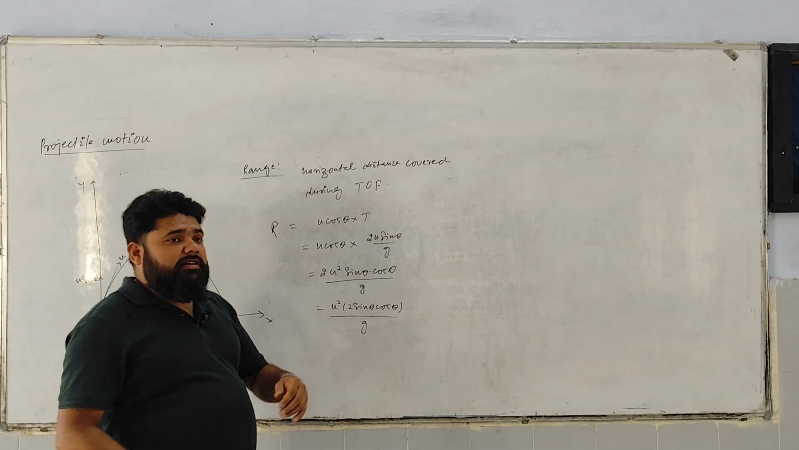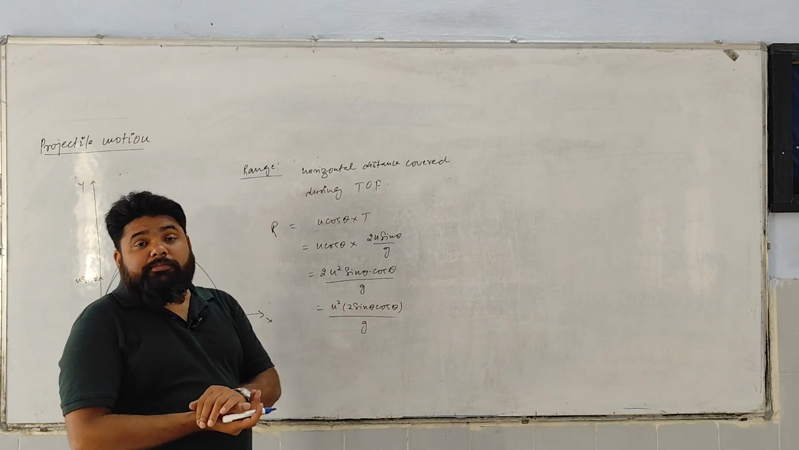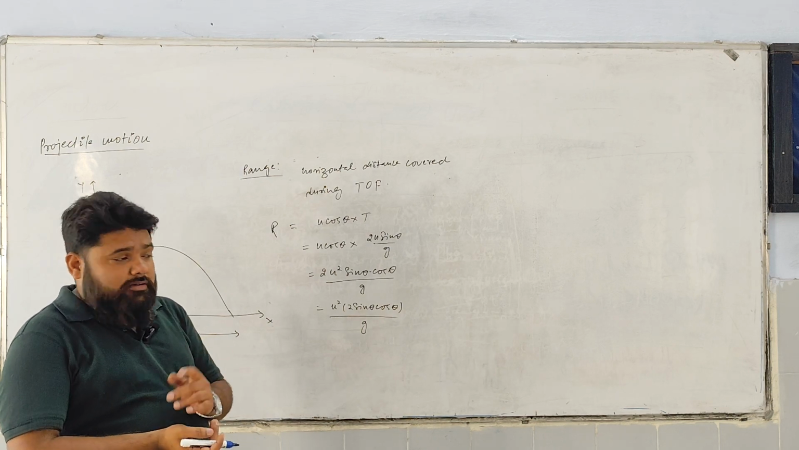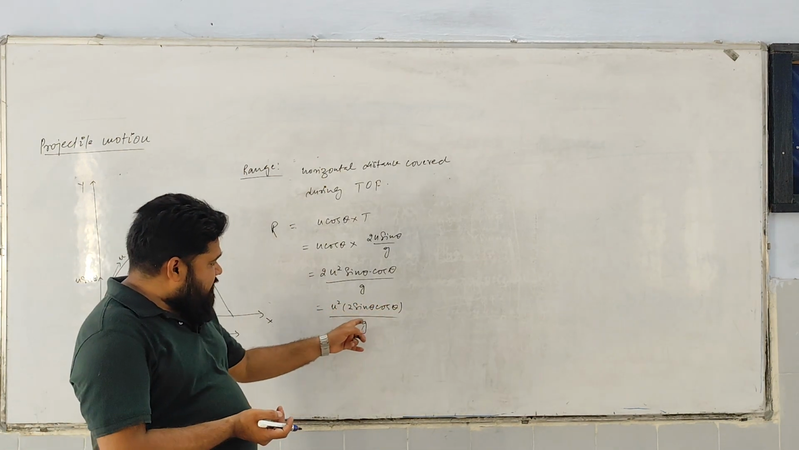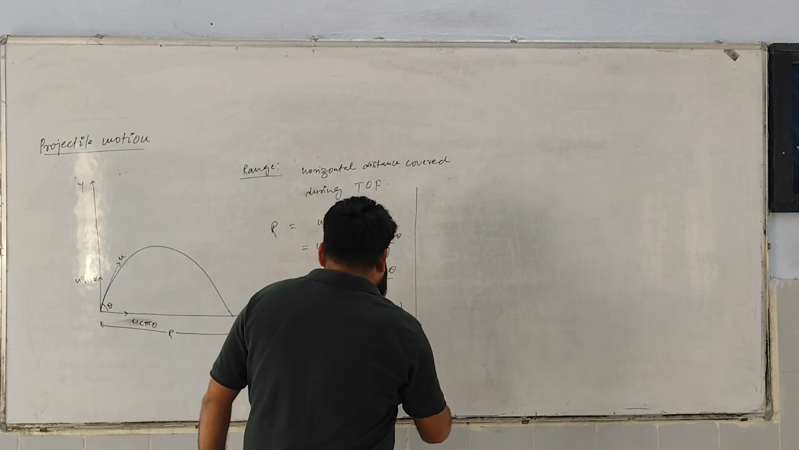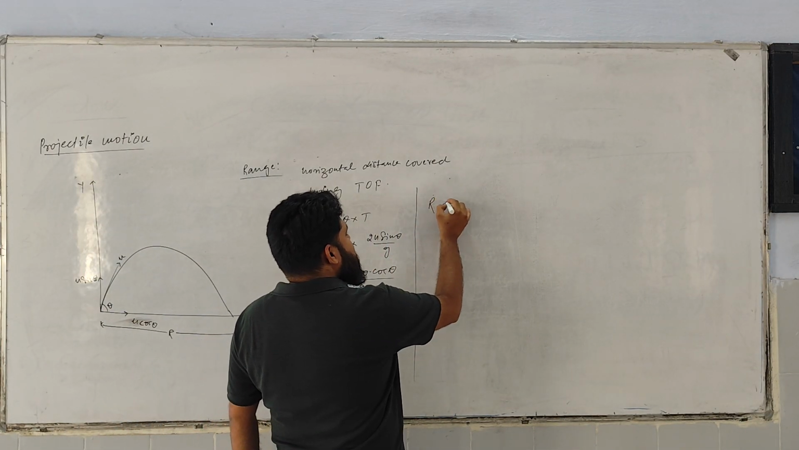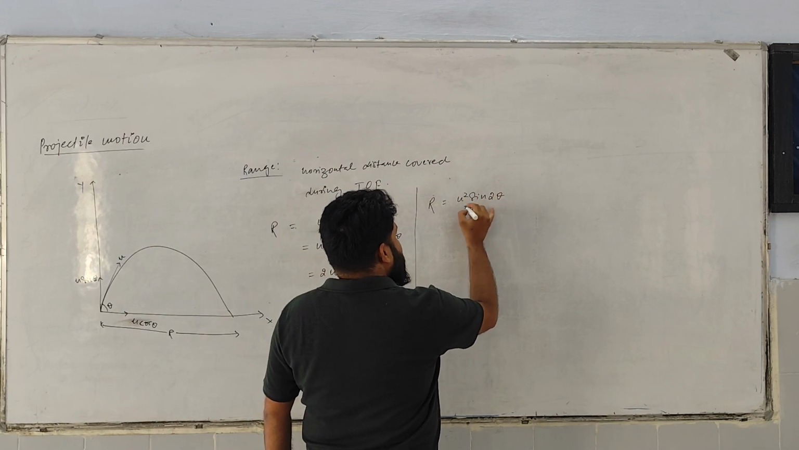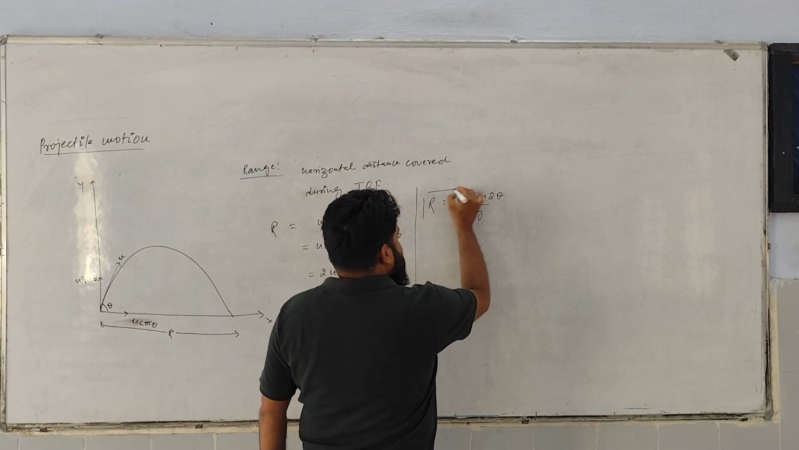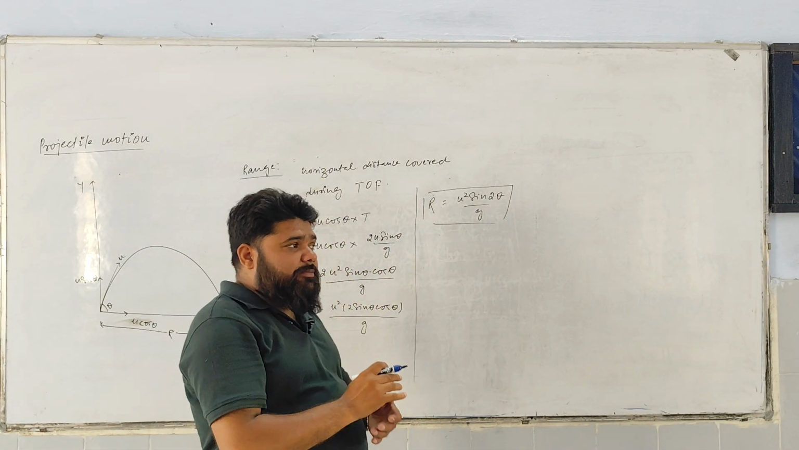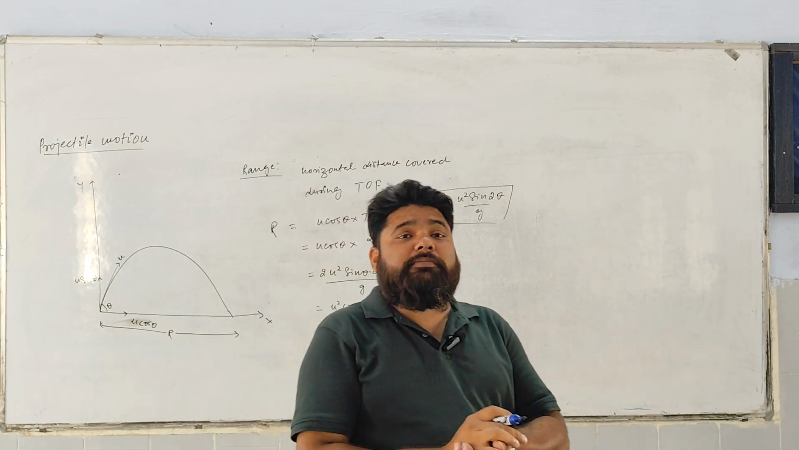2 sin theta cos theta, ये आपने एक आइडेंटिटी पढ़ी होगी ट्रिग्नोमेट्री में. sin 2 theta is equal to 2 sin theta cos theta. So we can write 2 sin theta cos theta as sin 2 theta. Then the equation reduces to R is equal to u square sin 2 theta over g. That is the range.